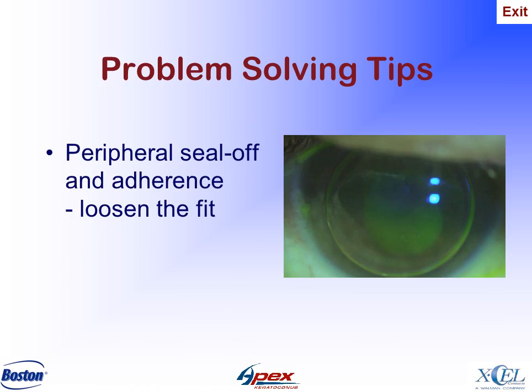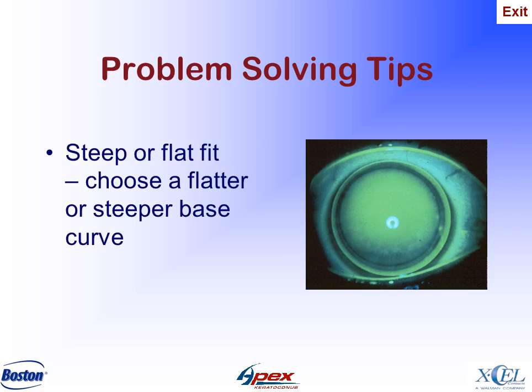If the patient experiences peripheral seal-off or lens adherence, loosen the fit by choosing a flatter base curve or decreasing the lens diameter. And finally, if the lens fits too steeply, choose a flatter base curve, and if the lens fits too flat, choose a steeper base curve.